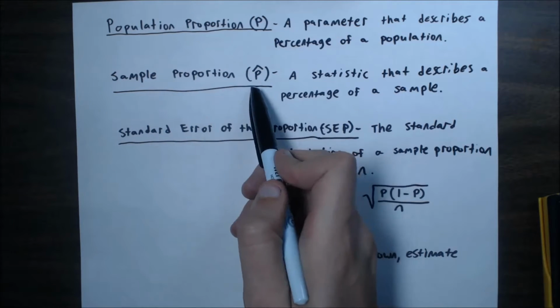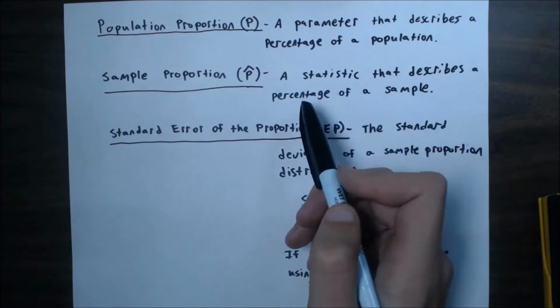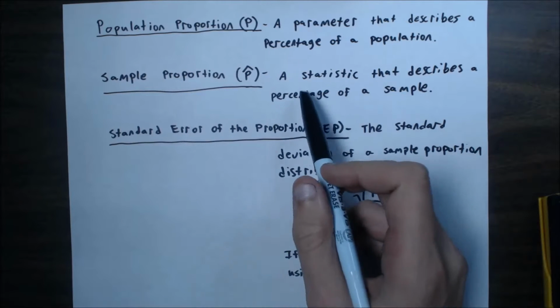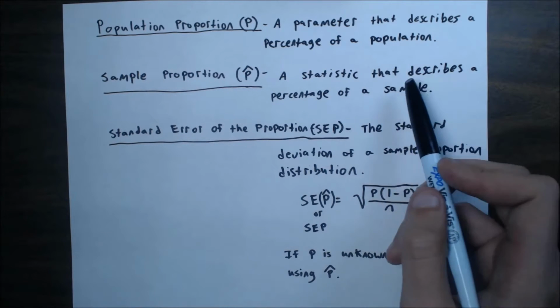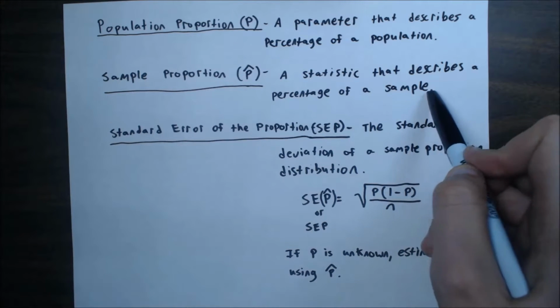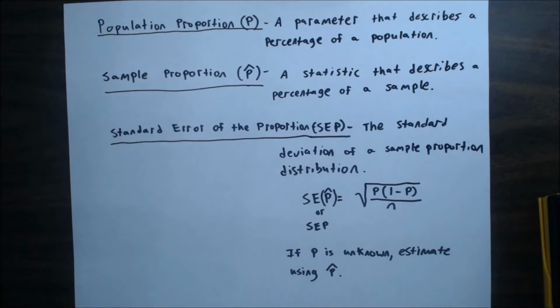A parameter is a fact, something that exists in a population. Sample proportion, P hat, is a statistic that describes a percentage of a sample. So instead of looking at the whole population, we're looking at a sample of a population and we're describing some percentage. Okay, and I'm going to give you an example in a minute.